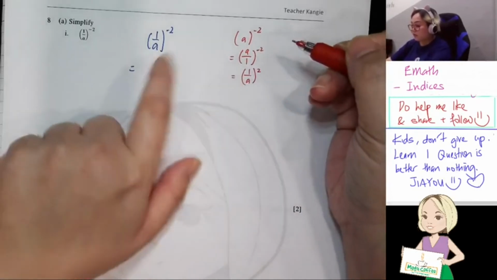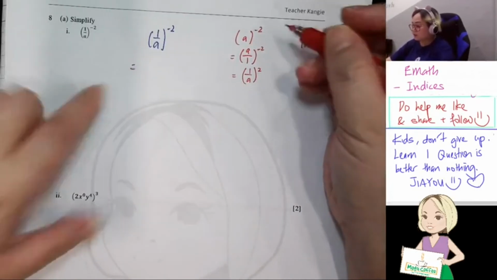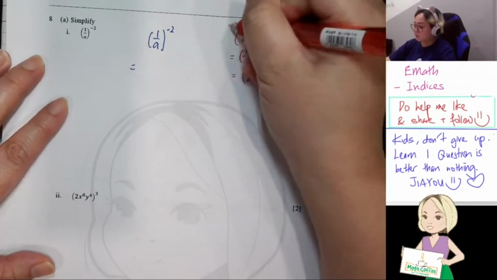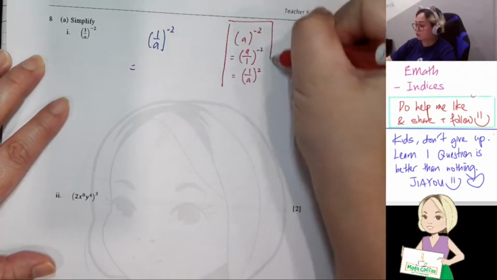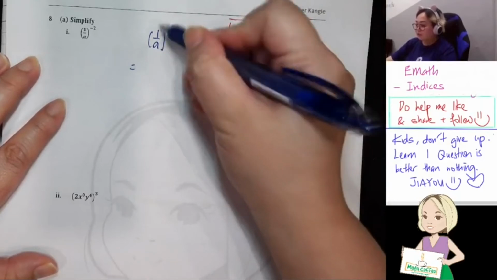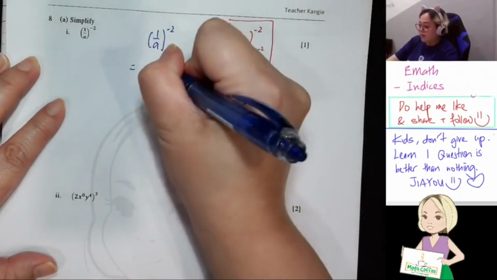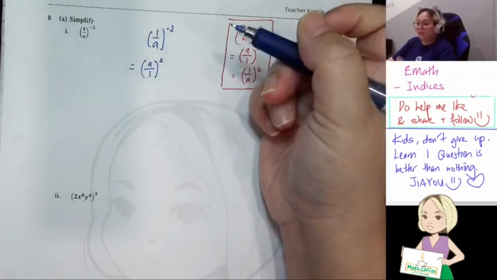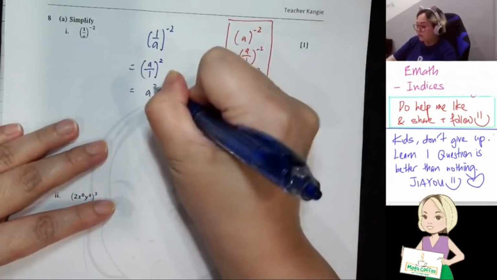Again, this is not related to the question. I'm just showing you how you flip things when it is not a fraction: just put it over 1. So for this one, I just flip the inside, so it becomes a over 1 to the power of 2. a over 1 is just a. So in the end, this is just a squared.